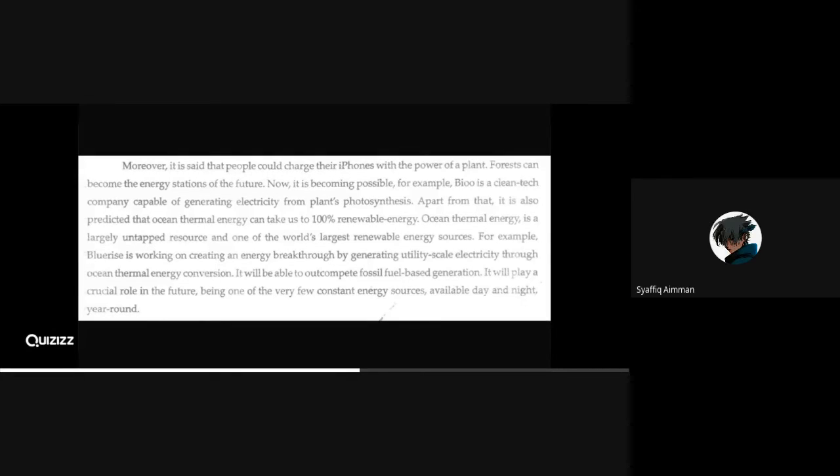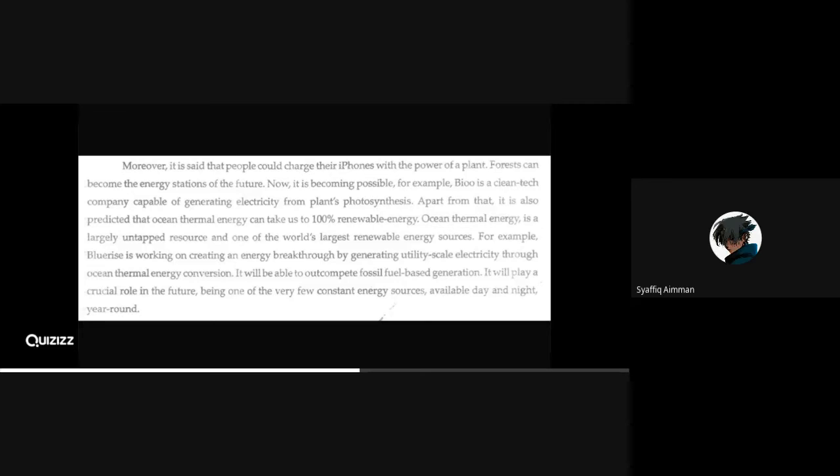Moreover, it is said that people can charge their iPhone with the power of a plant. Forests can become the energy station of the future. Now it is becoming possible. For example, Bioo is a clean tech company capable of generating electricity from plant photosynthesis. Apart from that, it is also predicted that ocean thermal energy can take us to 100% renewable energy. Ocean thermal energy.